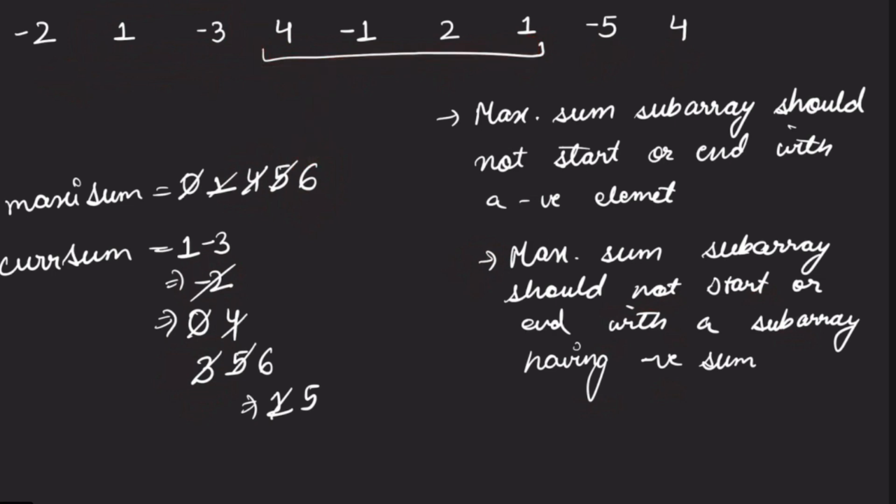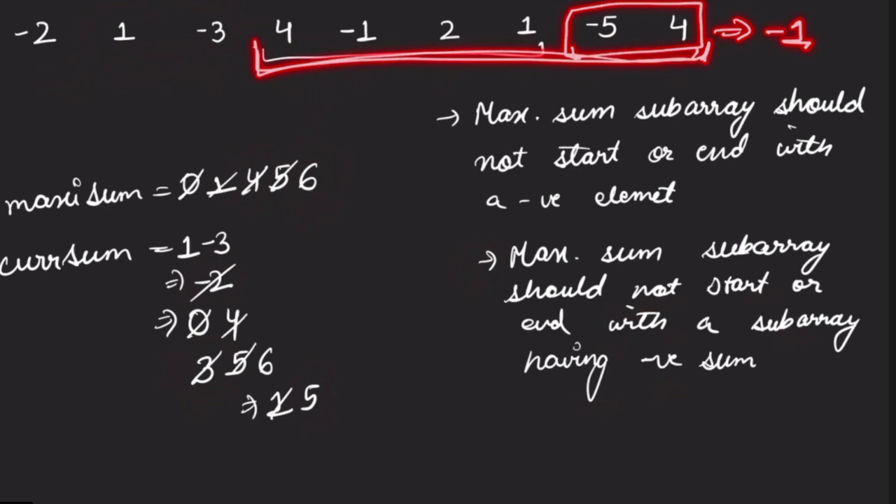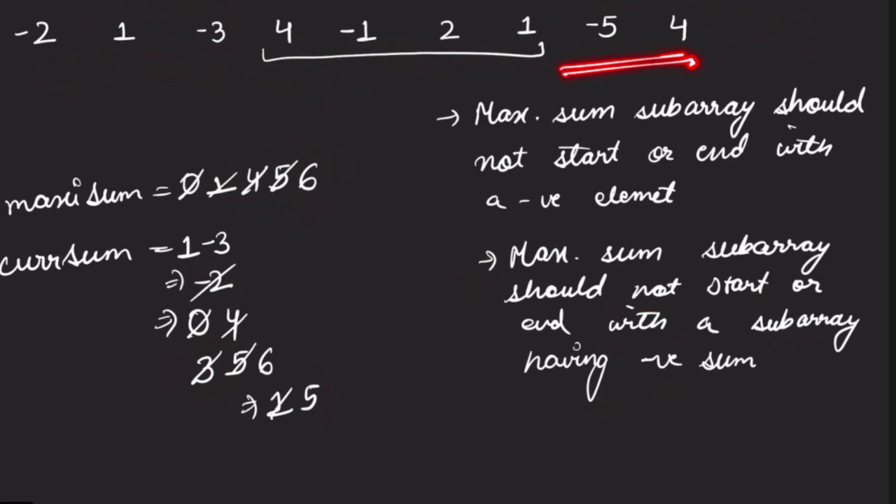But if you see, till this point, till 4, our sum was positive only, right? But if you consider only this much subarray, what is the sum of this subarray? It is minus 1, right? So if this subarray would end here at 4, then this maximum sum subarray would be ending with a subarray whose sum is negative, right? And in point number 2, we told that it should not end with a negative sum subarray, right? So that's why this subarray is not participating and only this much subarray is giving us the sum as 6. And so this will be our answer, right?